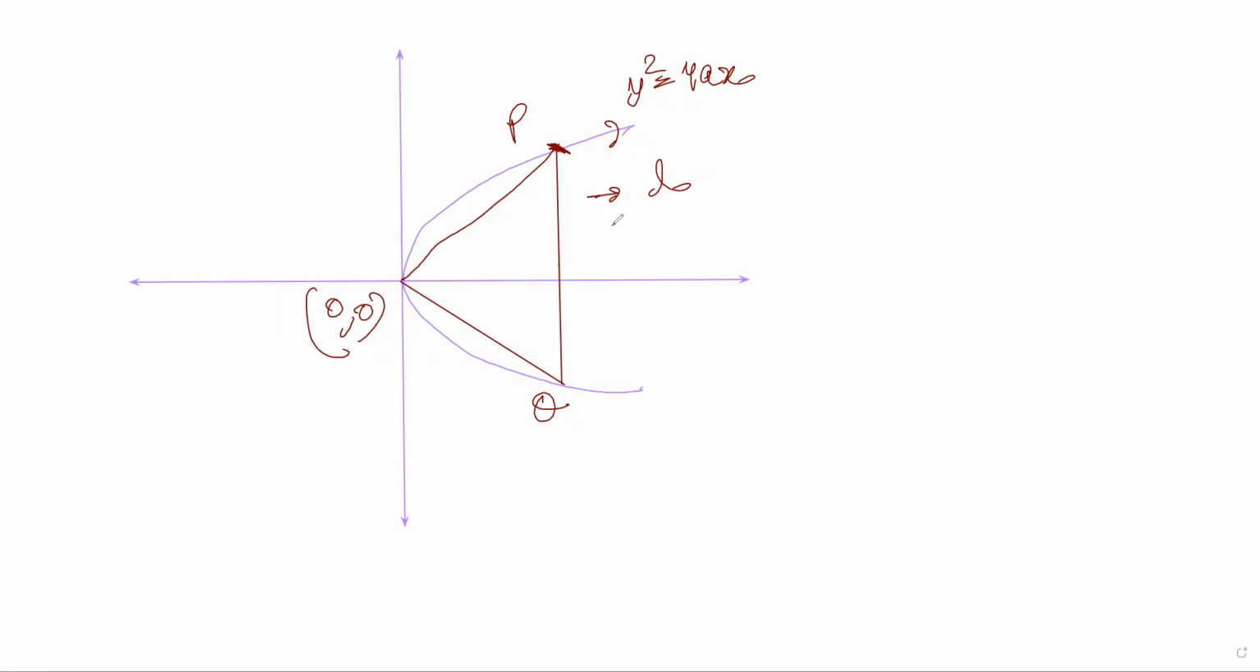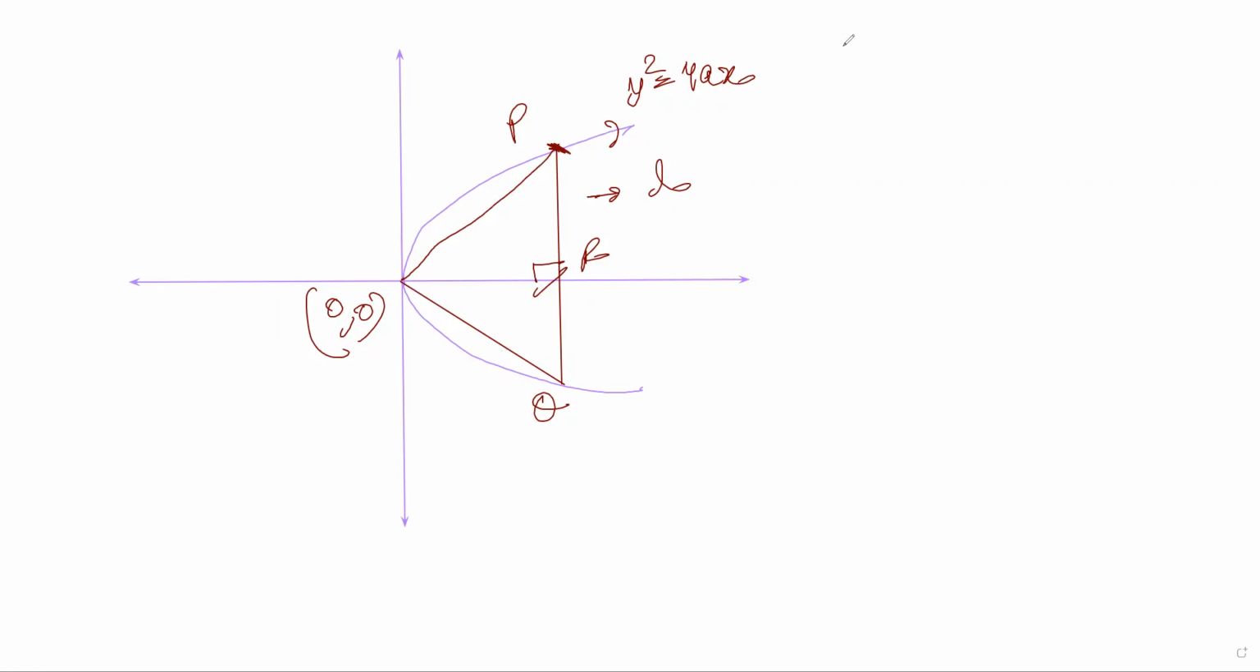So for this point P, this half distance will be L by 2. Let's call this point R. So PR will be L by 2. So we know the Y coordinate of P. Now let's talk about the X coordinate. The X coordinate would be OR. Now how much is OR? OR is a perpendicular line, so we can find OR using Pythagoras because we know PR and we know OP.